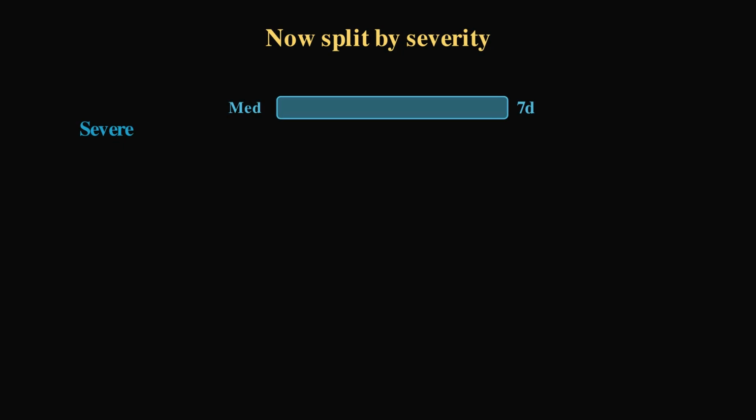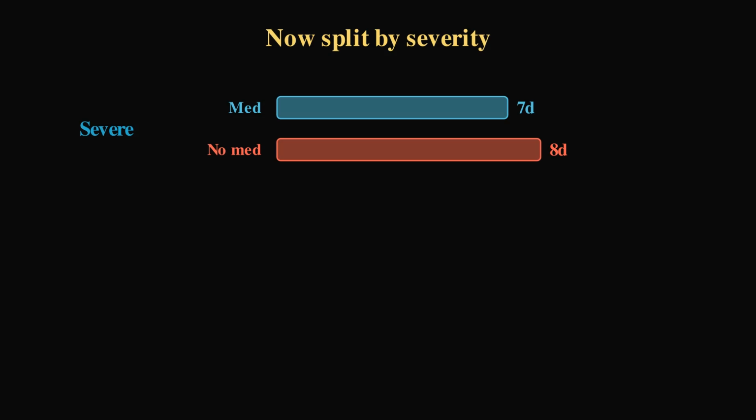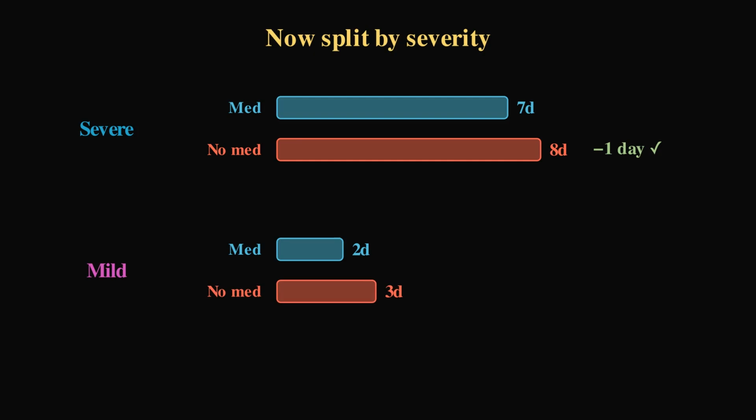This time, let's split the patients into severe and mild cases. First, the severe patients. With the medicine, recovery took 7 days on average. Without it, 8 days. So the medicine sped up recovery by 1 day. What about the mild patients? With the medicine, recovery took 2 days. Without it, 3 days. Here too, the medicine cut recovery by a day.